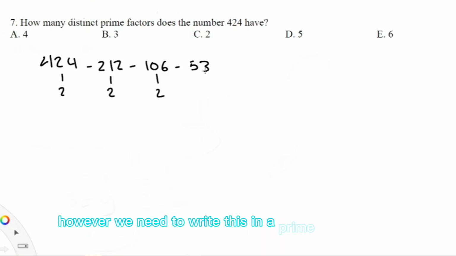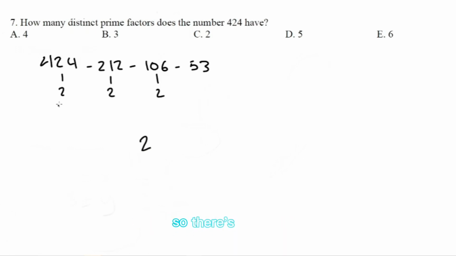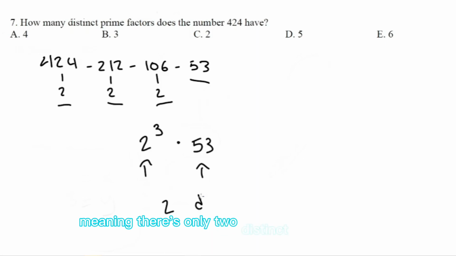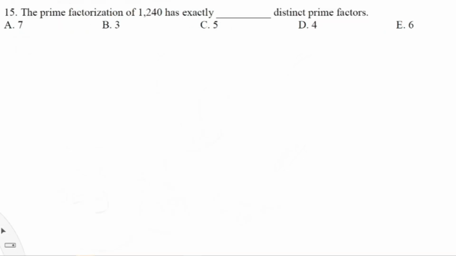However, we need to write this as a prime factorization. So we have the 2's first, and you have to figure out the power. So there's 1, 2, 3 2's, which means it's 2 to the power of 3, multiplied by 53 to the power of 1, since there's one of them, but we don't have to write that. So this is our prime factorization, 2 power 3 times 53. Alright, now the distinct prime factors are each different number. So there's a 2 and there's a 53, meaning there's only 2 distinct prime factors. And that's your answer. Next, the prime factorization of 1240 has exactly how many distinct prime factors?